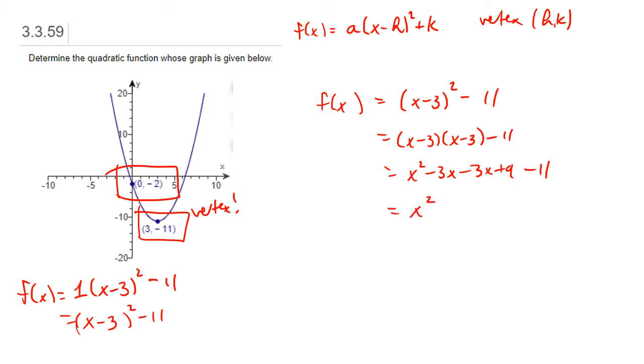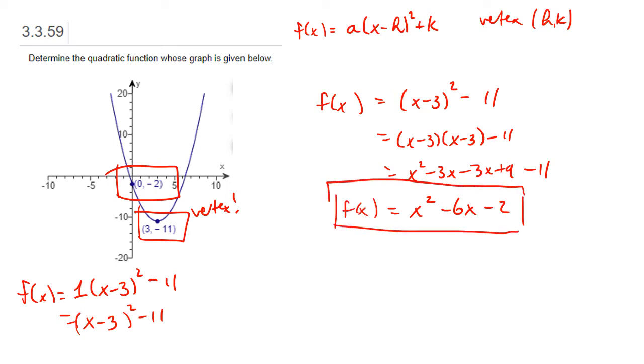Or x squared, I have minus 6x, and then I have a 9 minus 11 for minus 2. So if we needed the parabola in standard form, we have now done that. However, vertex form is a perfectly legitimate way to write parabolas. This problem didn't actually specify it has to be in standard form, so any reasonable person would accept vertex form. Of course, MyLab sometimes is not too reasonable.